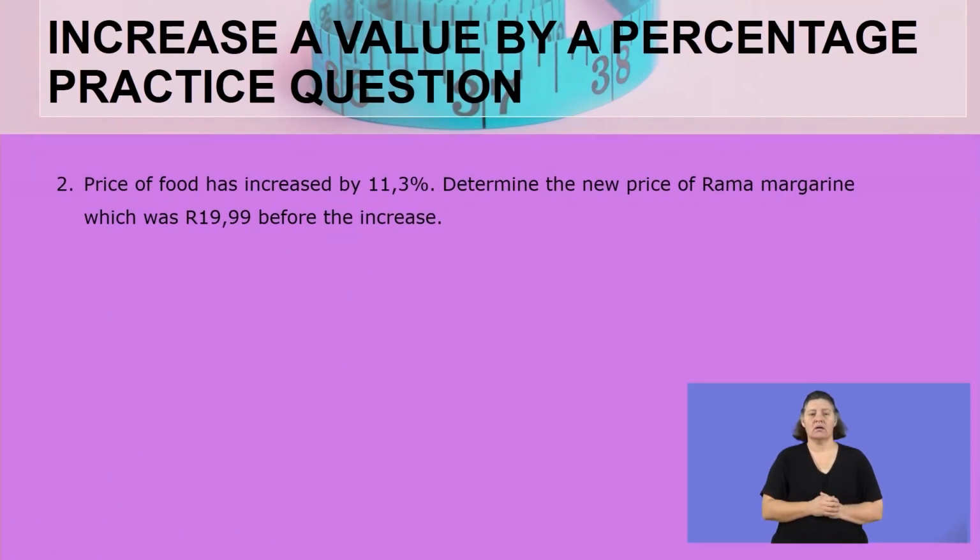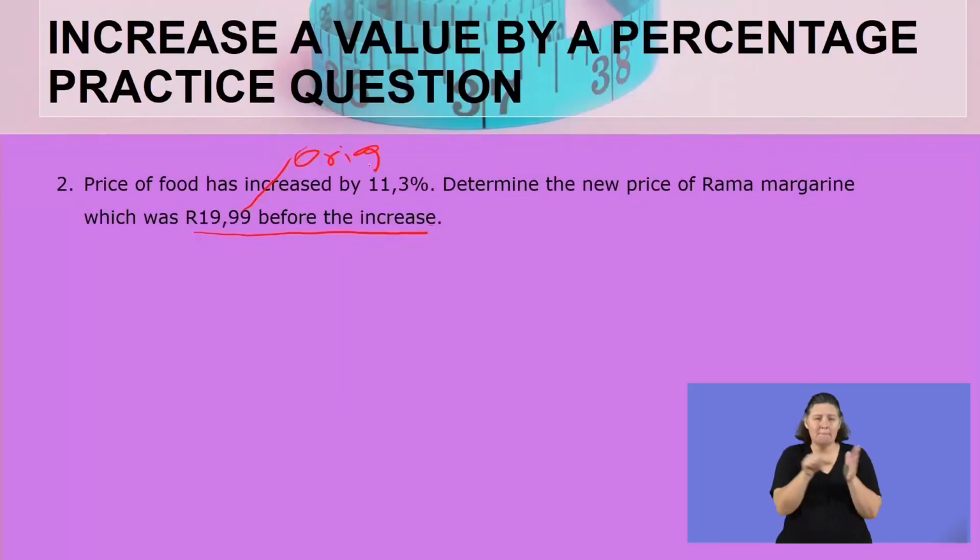The next question: the price of food has increased by 11.3%. Determine the new price of Rama Margarine, which was 19.99 rand before the increase. So for us to calculate this price, remember, it is important to read these words. The price is before the increase. If the price is after the increase, then you know that this price is no longer 100%. So this one, because it's before the increase, the implication is that this is now the original price.